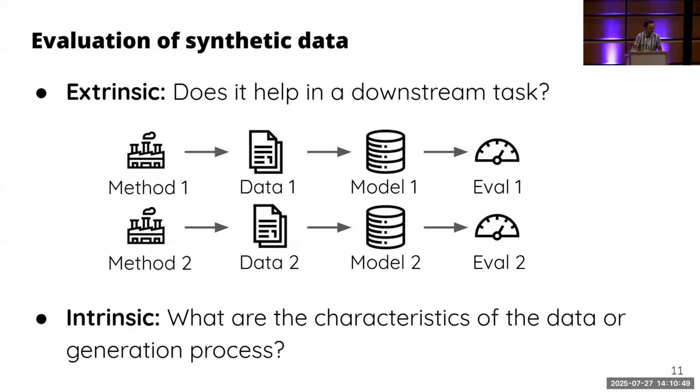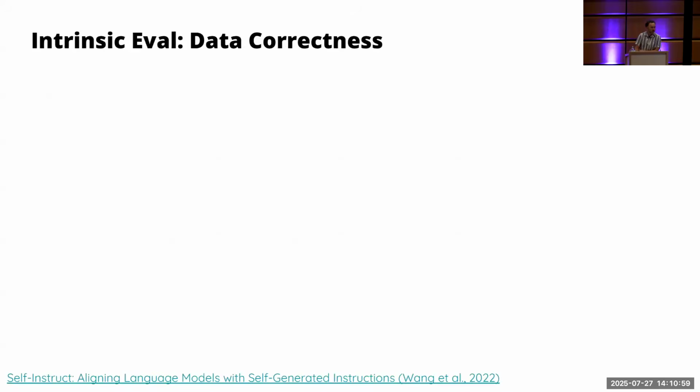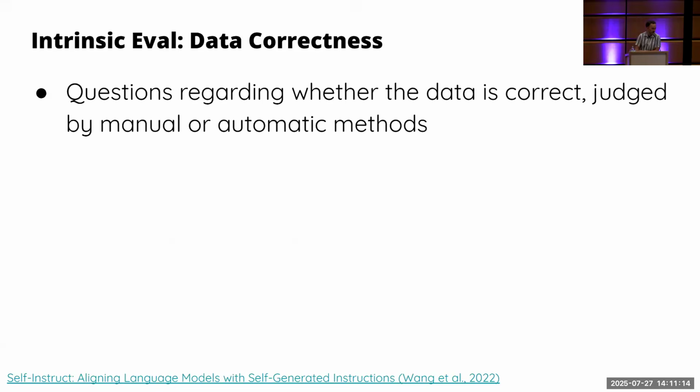So to solve this problem, we also have intrinsic evaluation, and this is measuring specific characteristics of the data or the generation process. The first and most obvious way we can do this is through measuring data correctness. This is tricky, obviously, because we need to be able to measure whether the actual outputs are correct or not. And so what we do is we usually ask questions regarding the data using either automatic or manual methods.